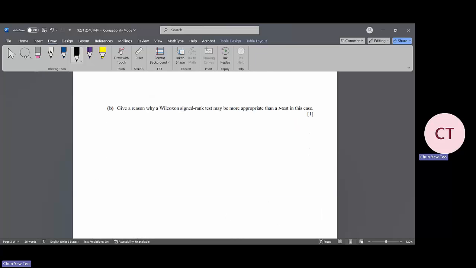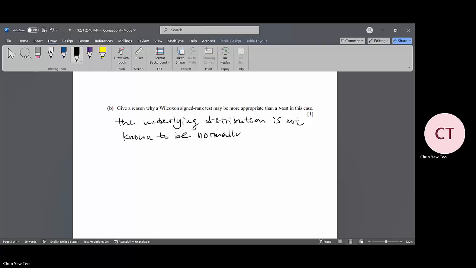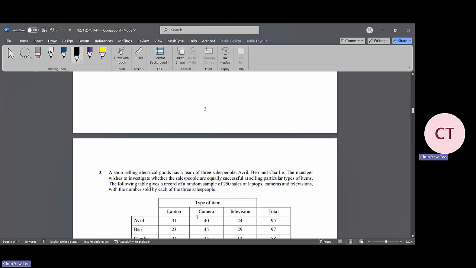Okay, so you just say that the underlying distribution is not known to be normally distributed. So this is the usual answer. Okay. Now we move on to number 3.